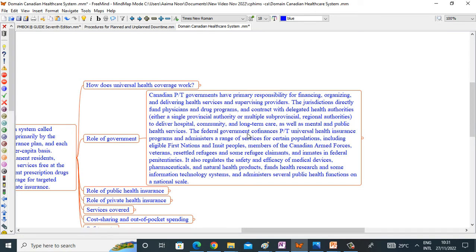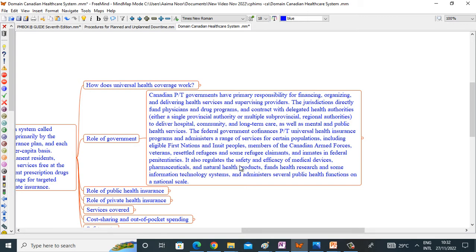The federal government co-finances provincial and territorial universal health insurance programs and administers a range of services for certain populations, including eligible First Nations and Inuit peoples, members of the Canadian Armed Forces, veterans, resettled refugees and some refugee claimants, and inmates in federal penitentiaries.